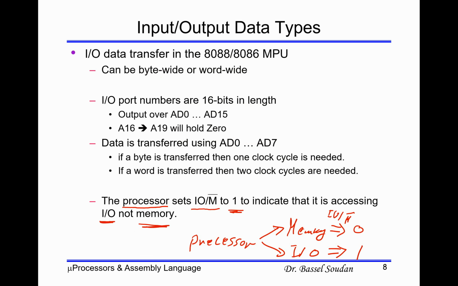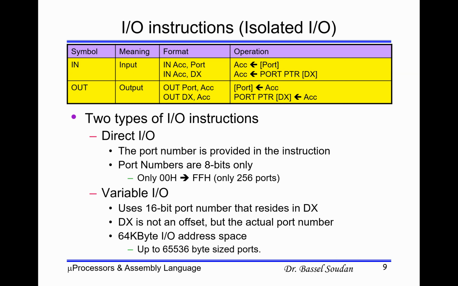What else we want to discuss here? Okay, since we are talking about isolated I/O, as we mentioned, we have dedicated instructions to access the memory and to access the input output ports. Those instructions are the instruction IN to get data from the port or from the input output devices, and OUT to send data from the processor to the input output devices.